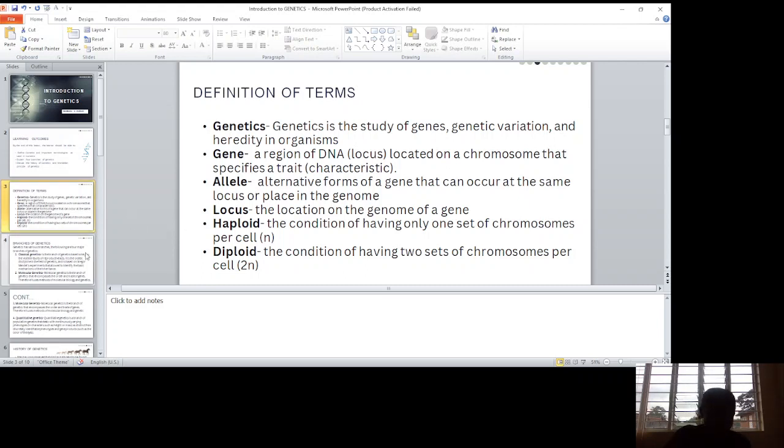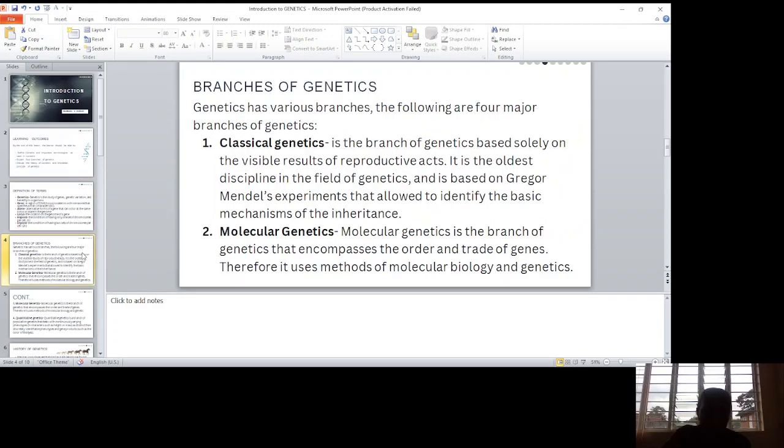So we move on to the next objective, which was the branches of genetics. The four main branches of genetics are as follows. We have classical genetics, which is basically the branch of genetics that is based on the visible results of reproductive acts.